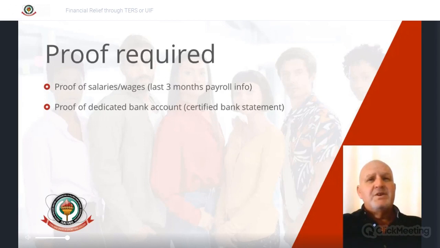Further proof required in your submission would be proof of salaries or wages for the last 3 months. That would be your payroll info. So if you are making use of a payroll application or payroll software, you would find some export functionalities within this payroll system. This you can print into a report, and that would be for the last 3 months, January, February, and March of this year.